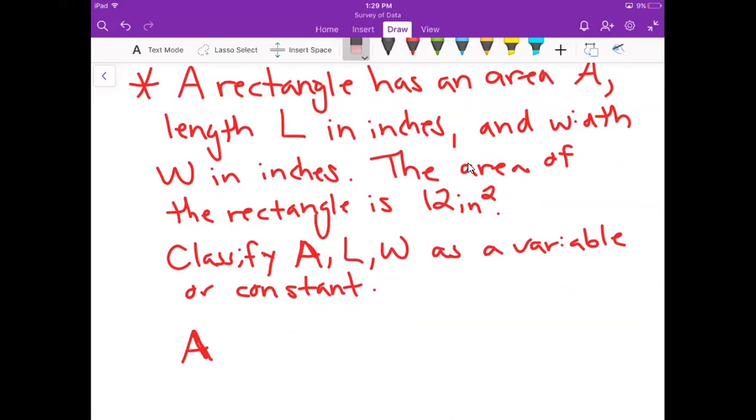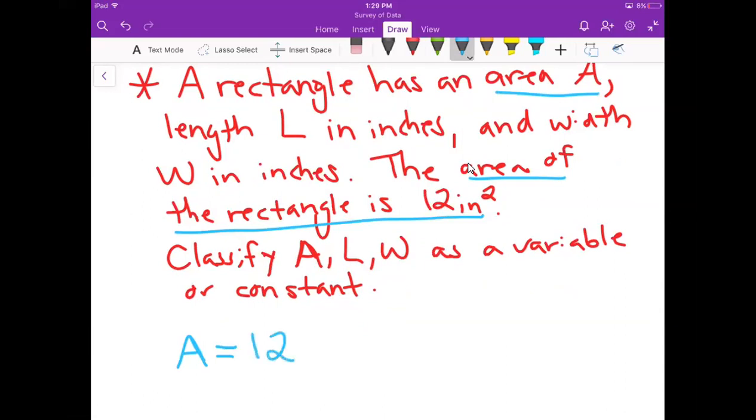So as we're thinking about A, go back to your question. We know it has an area A, but area comes up again, right? We know that the area of the rectangle is 12 inches squared. That means that letter A can be nothing other than 12.